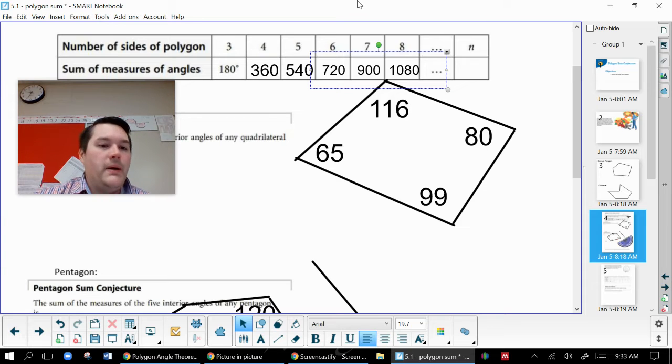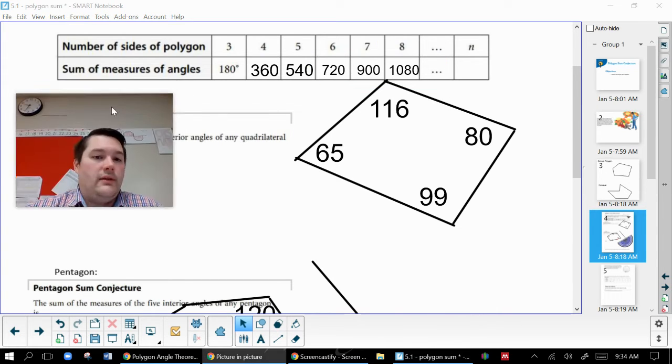You get there. But what's going to end up happening here is we're not just going to talk about shapes up to octagons. We're going to talk about shapes that have lots of different numbers of sides. So if you had a shape with 15 sides or 18 sides, you don't want to just keep adding 180 over and over and over again. That gets a little annoying.